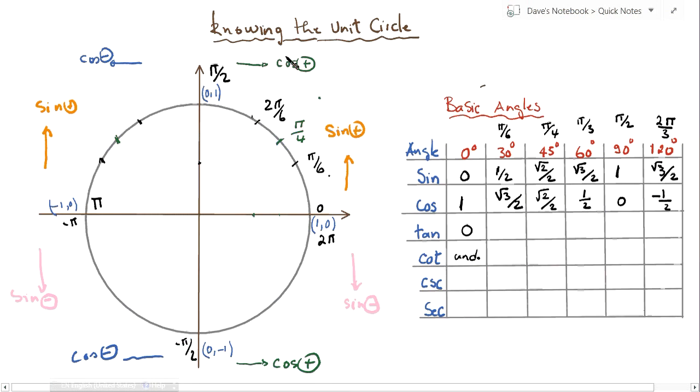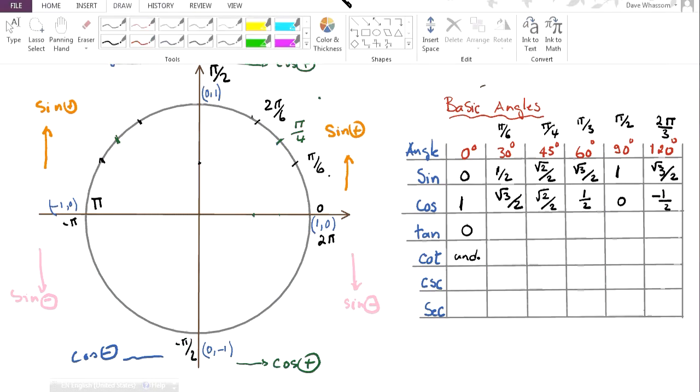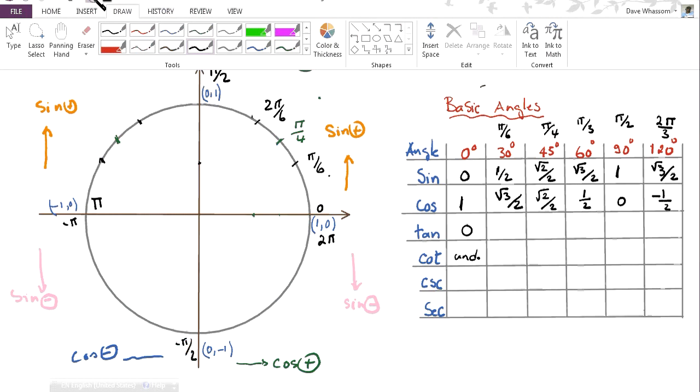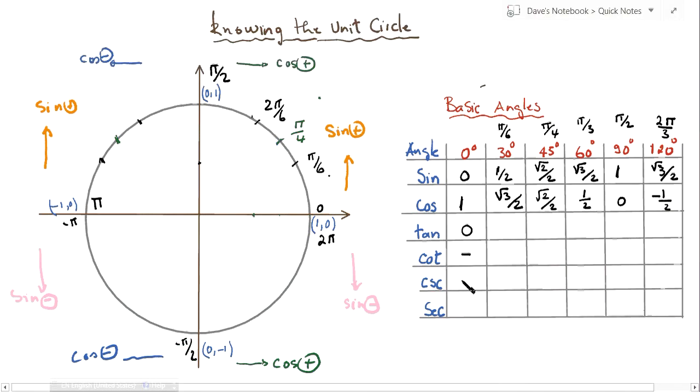Okay, or we can just put it like this. Oh, we got 0 there, but here it is undefined. The cosecant is 1 over the sine, and it is 1 over 0. 1 over 0 is undefined, unless you're doing limits, you can work this value out.